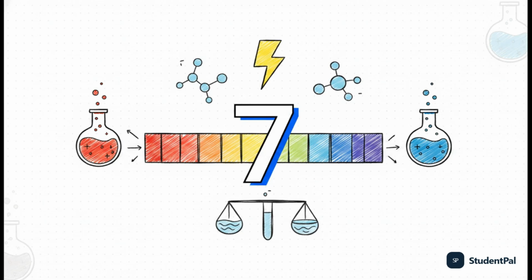On this scale, the number 7 is our absolute neutral center. Pure water has a pH of exactly 7. It is neither acidic nor basic.